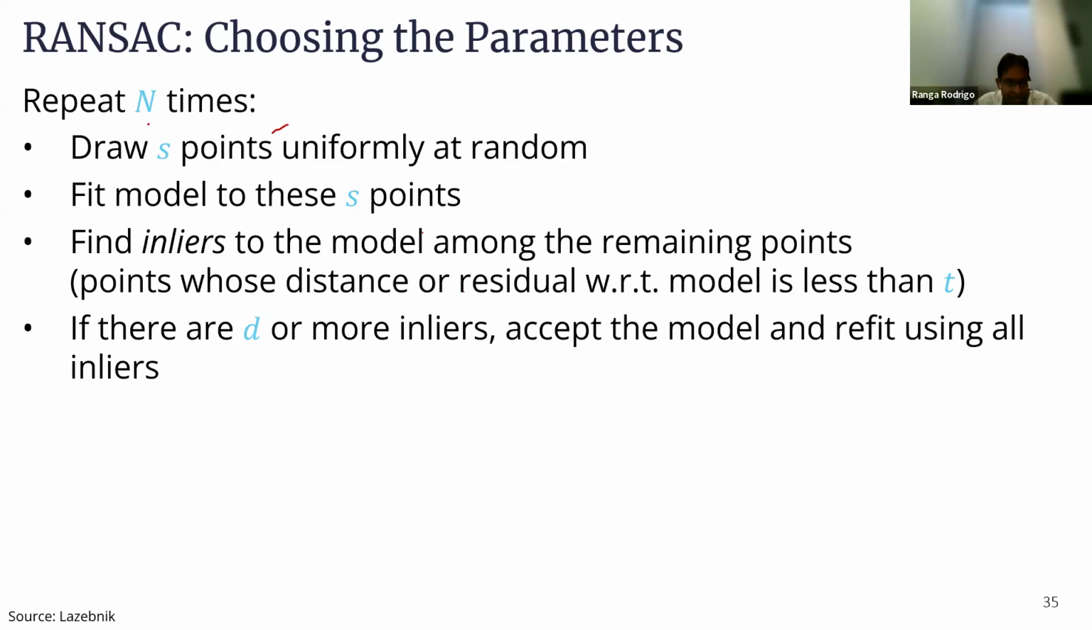So in this case, for a line, S is equal to 2. Fit the model to these S points. Find inliers to the model among the remaining points whose distance, or residual, with respect to the model is less than t. So we have to define some threshold. If we pick this as a line, we have to define some threshold between these two lines. We consider that as a consensus. I mean, they must be of equal distance, like that. So the consensus: if there are d or more inliers, accept the model and refit using all the inliers. This is the procedure of RANSAC.